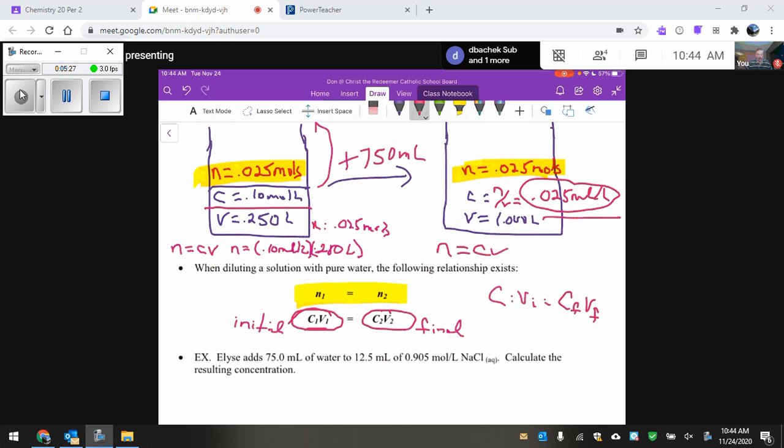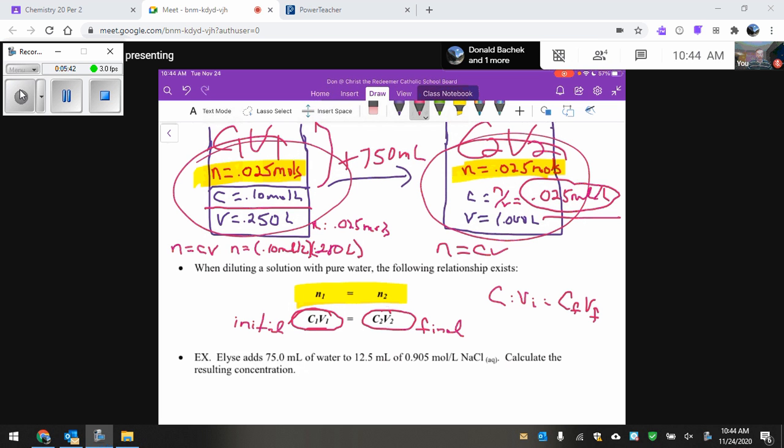So basically they're saying, hey, if the amount of the first beaker here has to equal this amount here, then the first C1V1 has to equal C2V2, okay? If the moles have to equal, then the concentrations and volumes have to equal each other out as well, if that makes sense. Is that okay with everybody? Questions?